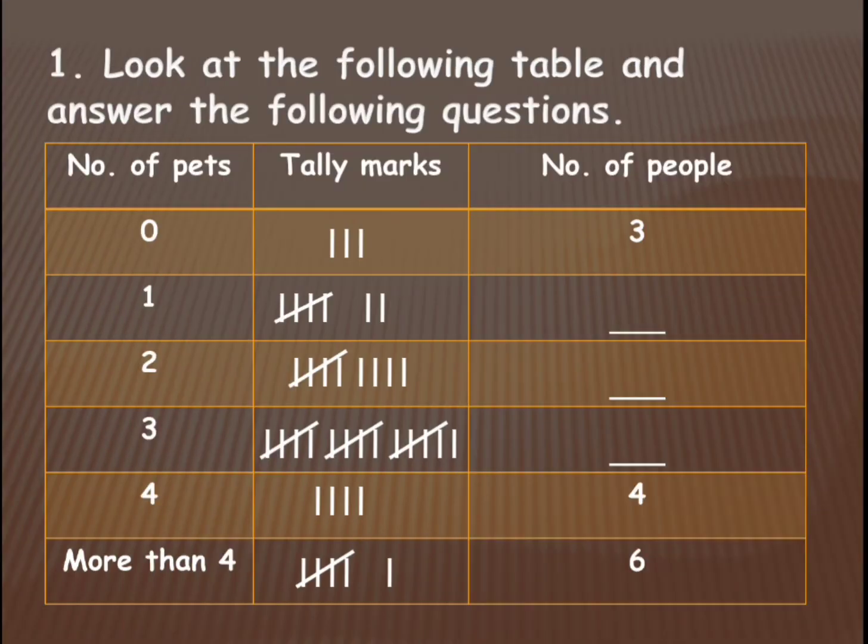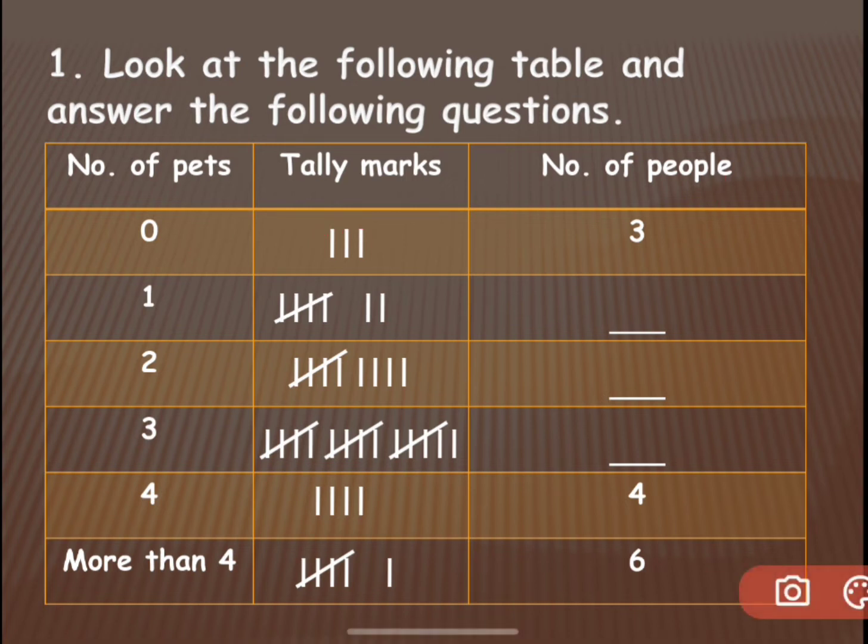They have given a table, and the question is, look at the following table and answer the following questions. They have given the number of pets, which is 0, 1, 2, 3, 4, and more than 4, and they have given the tally marks and number of people. The tally marks were drawn for the number of people. If you see the first one, zero pets, that means the people who have zero pets don't have pets. There are three people, so here they have three lines. One, two, three. So tally marks are drawn for the number of people.